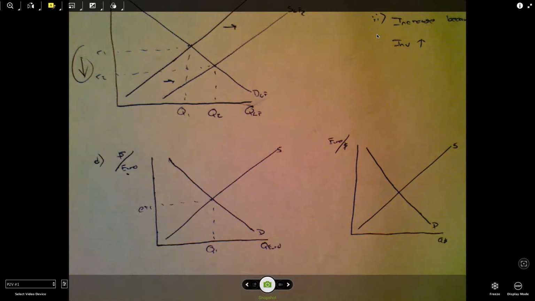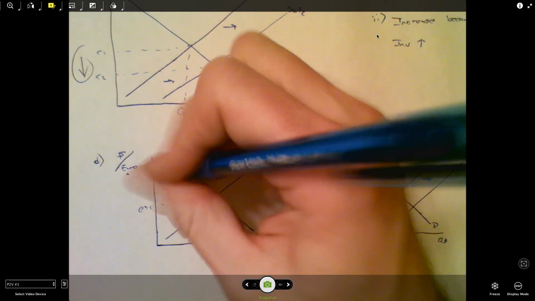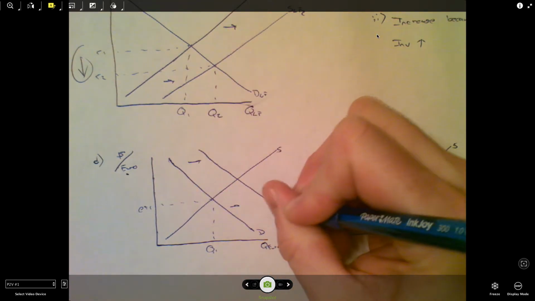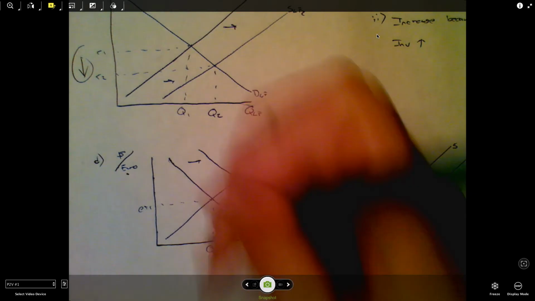Well, if interest rates are higher in the Eurozone, people in the United States are going to want to put their money into the banks in Europe, right? Because you get a better return. In order to do that, they need euros, right? So we increase the supply of the dollar in order to demand euros, right? So there it is. There's your increase in demand, right?